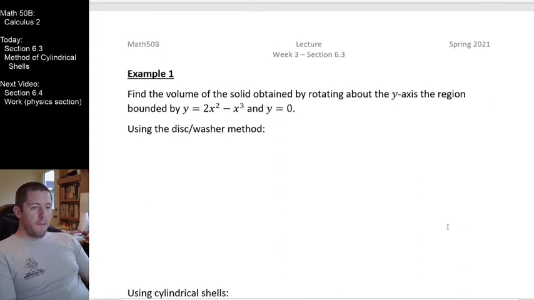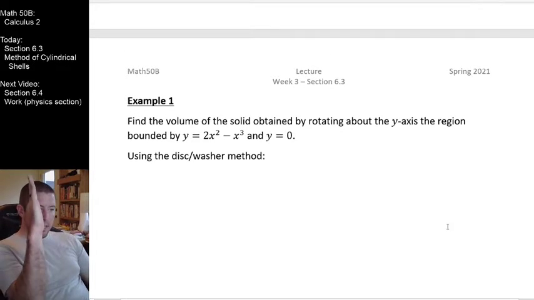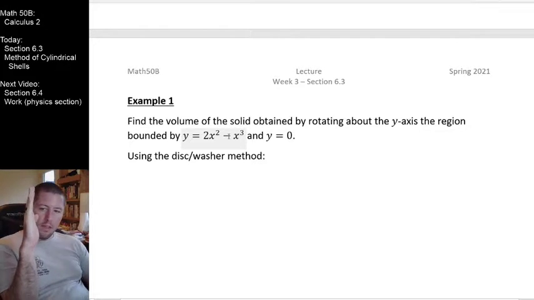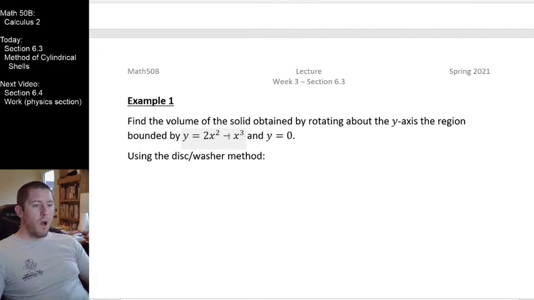So let's look at our first example here. Let's find the volume of a solid obtained by rotating about the y-axis the region bounded by some cubic and the line y equals 0 here. So first things first, we need to understand what our 2D shape looks like so that we can see what it'll be like to accumulate our discs or washers. So let's briefly pop over to Desmos and have Desmos graph this now.